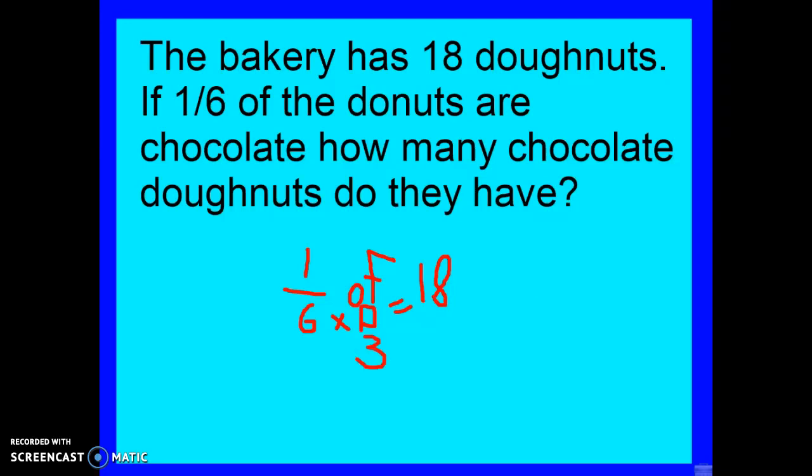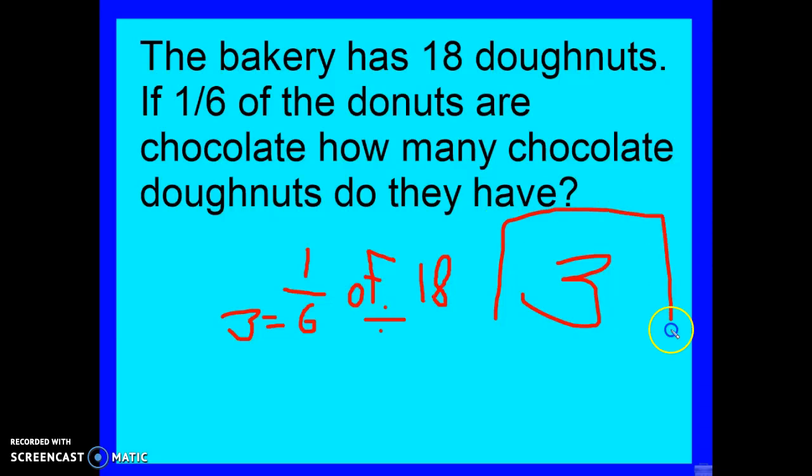Okay, the other way to think about this is using division. You can also go 18 divided by 6 equals 3. Multiply it by 1, also equals 3. So 1/6 of 18 equals 3.